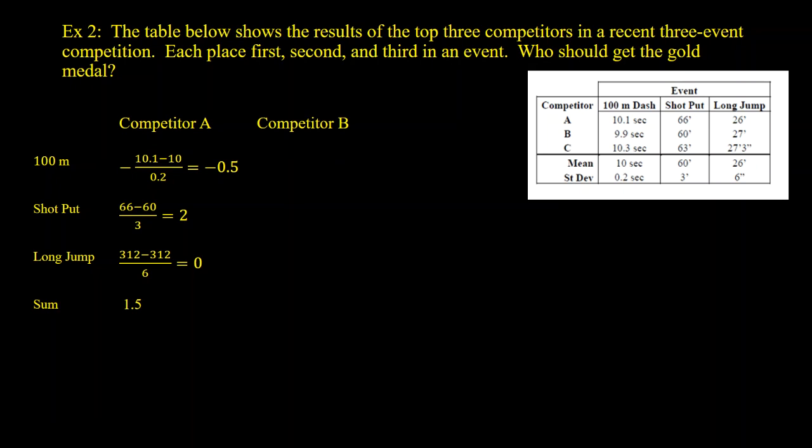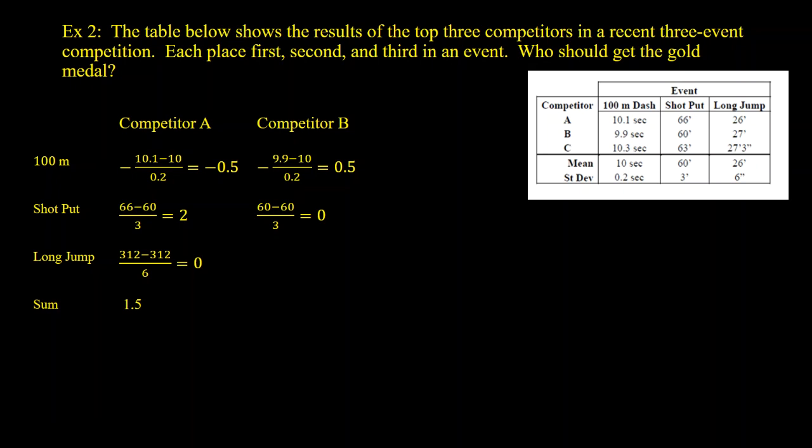Competitor B will do the same thing. So competitor B ran the fastest 100-meter dash time in 9.9 seconds. So we're going to do negative 9.9 minus 10 over 0.2, which gives us 0.5. Competitor B was 0.5 standard deviations above the mean in the 100-meter time. Shot put, so 60 minus 60 over 3, which equals 0. Again, 60 feet minus a mean of 60 feet divided by 3, so 0. Shot put was exactly average.